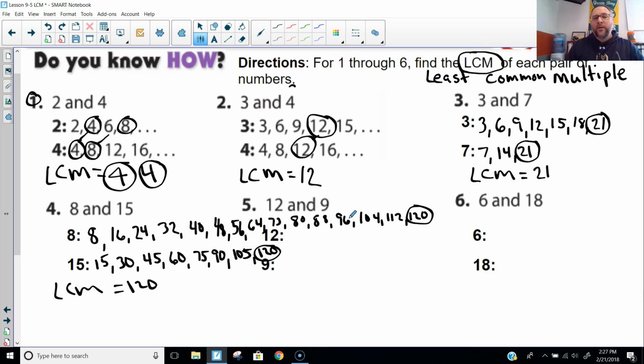Now, sometimes it's going to happen where you have a really long list, and that's just the way it is. If you want to be able to add and subtract fractions, this is one thing you're going to have to do. So take your time. Don't get frustrated. You can use your multiplication chart to help you out.